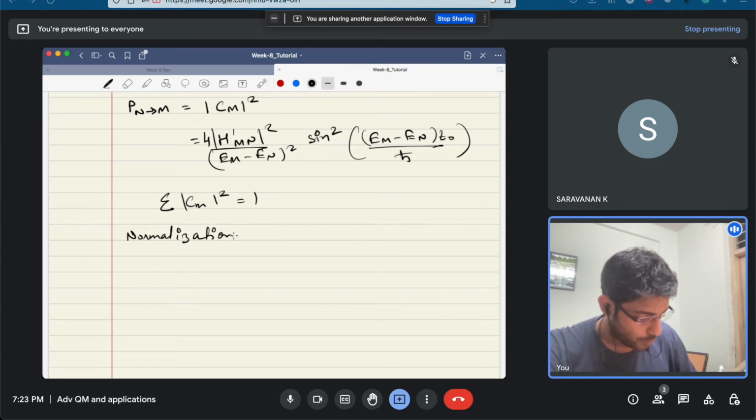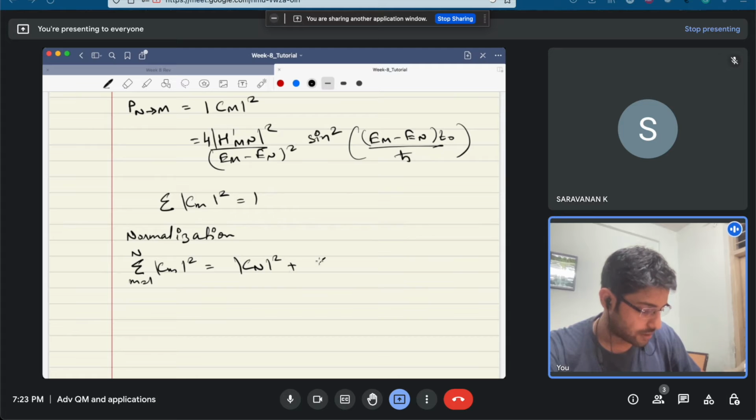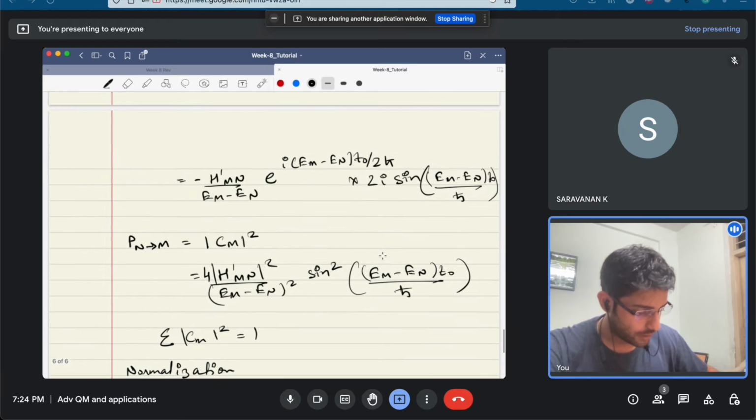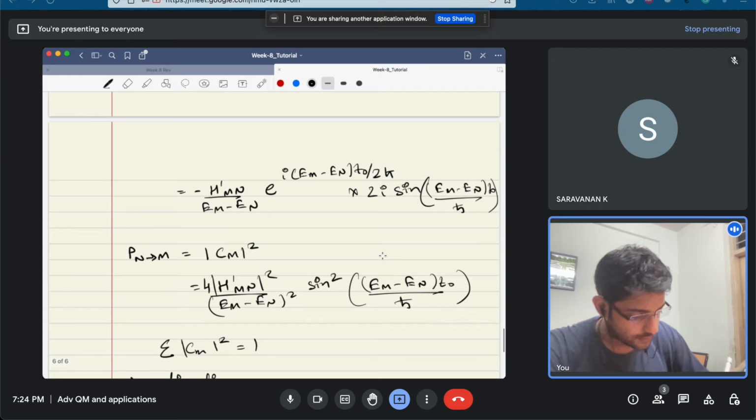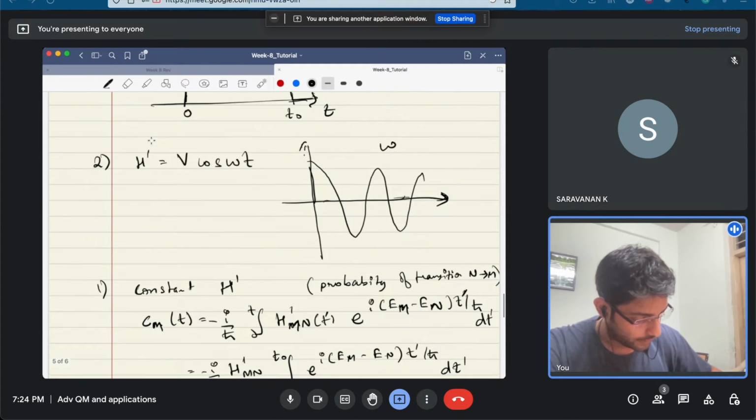Okay, so what we have here is the summation over m equal to 1 to n of |cm|². You can break it out as |cn|² plus the summation over m not equal to n of |cm|². So for that we should calculate the cn as well. Let me just quickly do that.